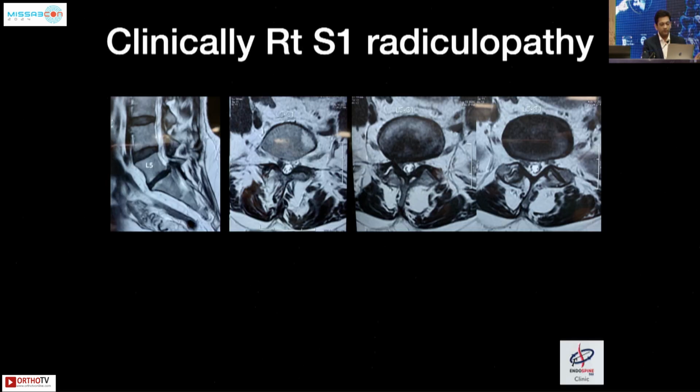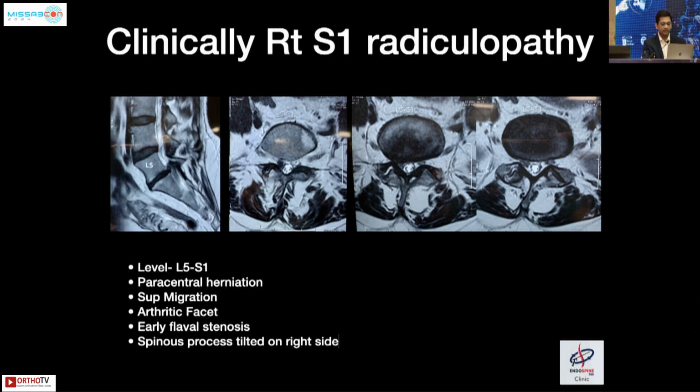Starting with the first case, this patient has right S1 radiculopathy. If we classify this, it's an alpha S1 level paracentral herniation, superior migration, arthritic facet, and early flaval stenosis. And the spinous process is tilted on the right side. So there is always a doubt whether we should go transforaminal or interlaminar.